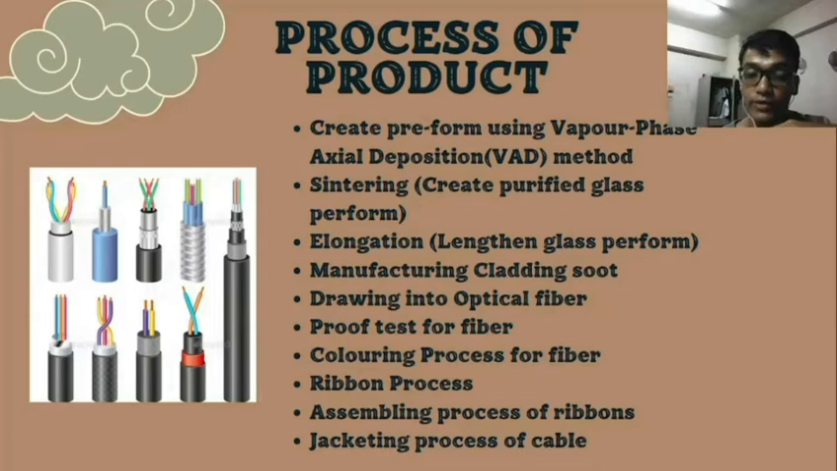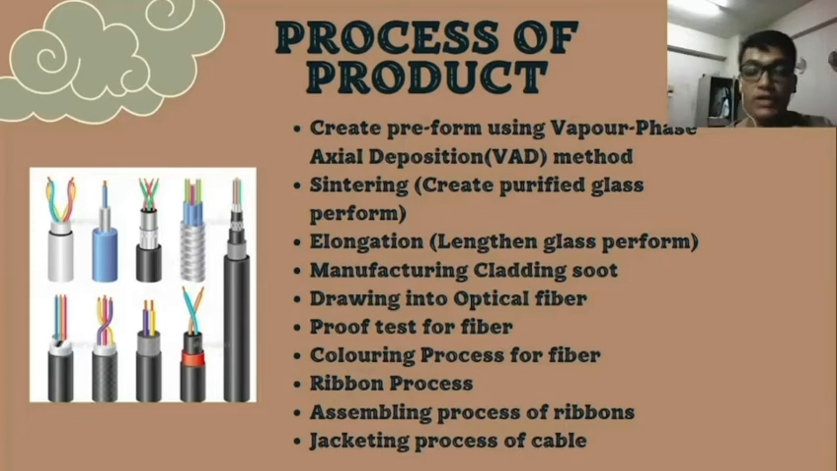For the seventh one, we're going to make the coloring process for the fibers. In the process of coloring, an optical fiber is coated with UV curable resins containing color pigment and utilized as a color fiber or as a ribbon. For the eighth one is the ribbon process. Color fiber ribbons are commercialized for cable usage and arranged in parallel and coated with UV curable resins to attach them.